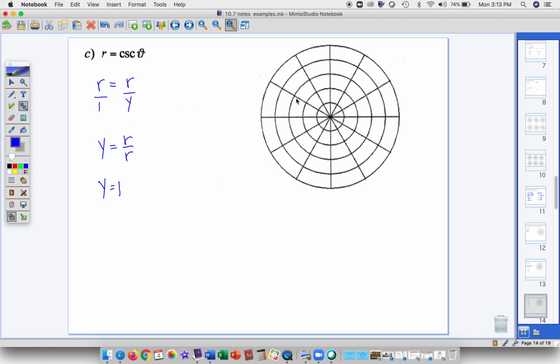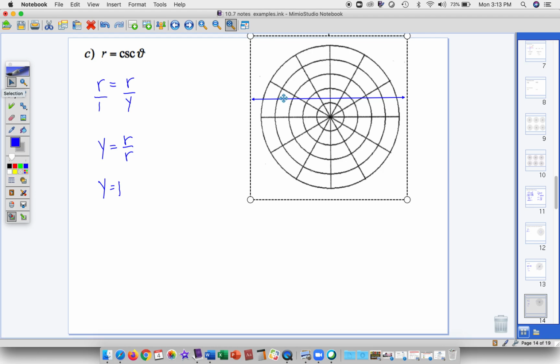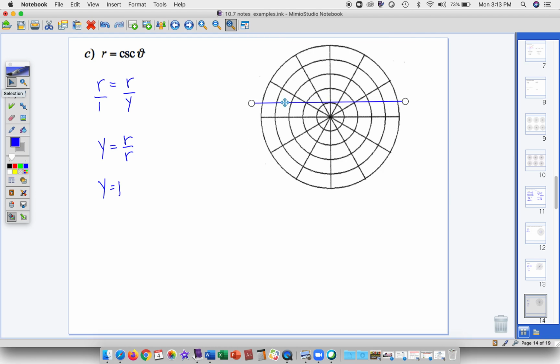So this one is a little harder to explain in polar form. We all recognize this in rectangular form as the horizontal line y equal to 1. In polar form, it's the line where all of the r values would be equal to the cosecant of theta, and they form this line on the polar grid.